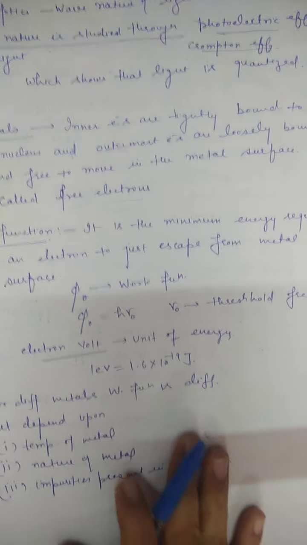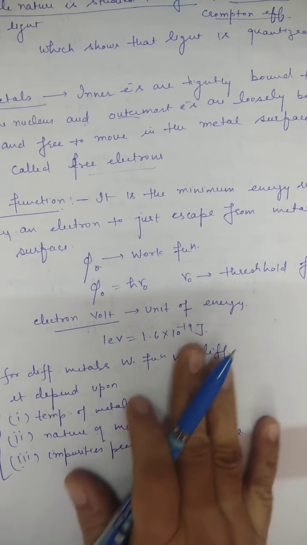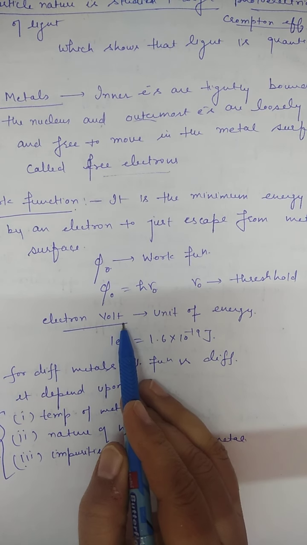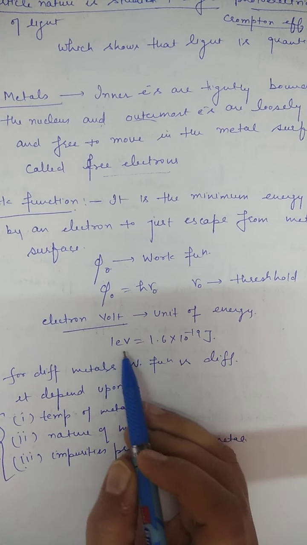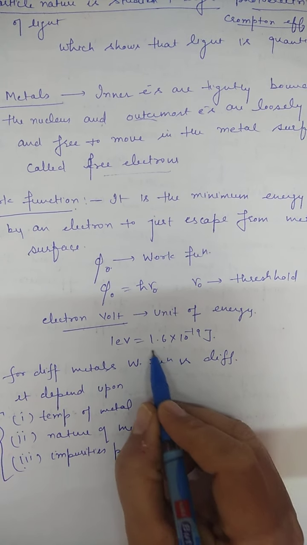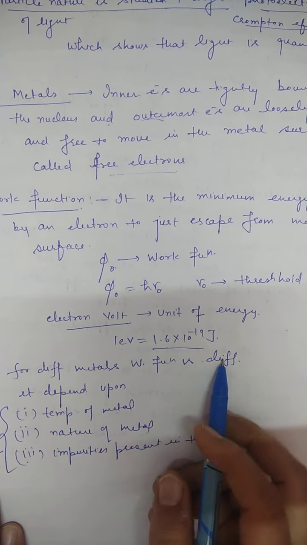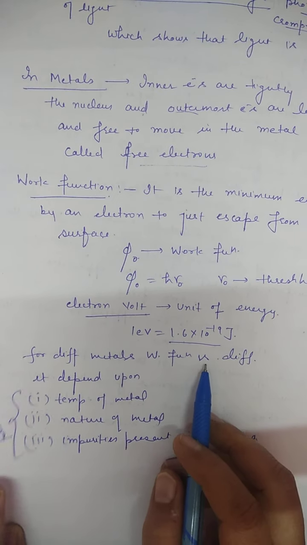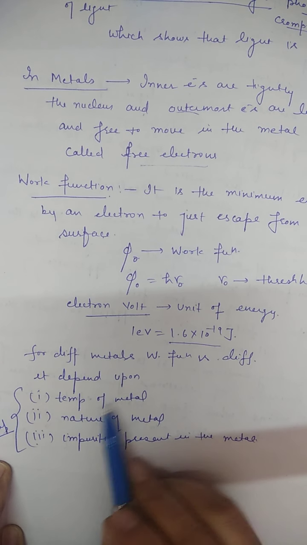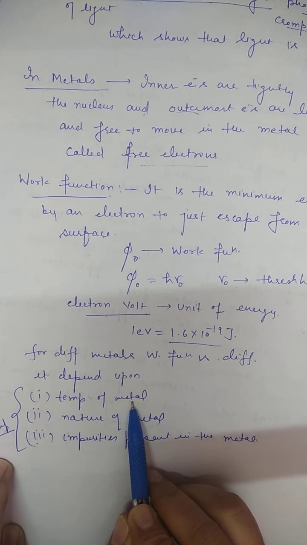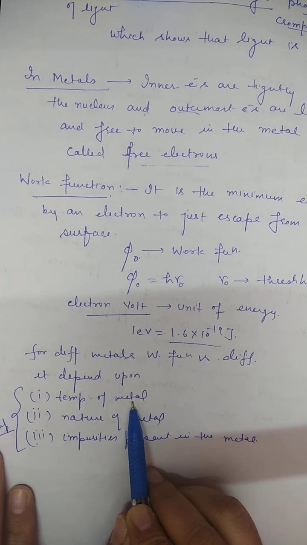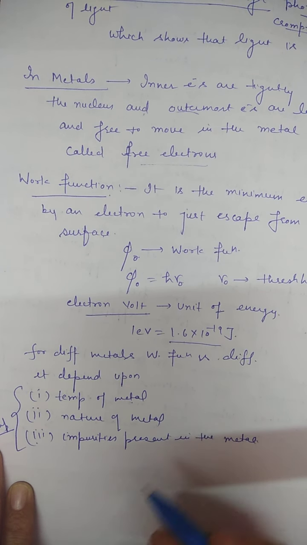Now, after this, how can you express its unit? Its unit is electron volt. This is a unit of energy, and 1 electron volt is equal to 1.6 into 10 raised to the power minus 19 joule. For different metals, this work function is different. So what are the factors on which it depends? It depends upon the temperature of metal. अगर temperature of metal increase कर दें तो automatically work function decrease हो जाएगा.